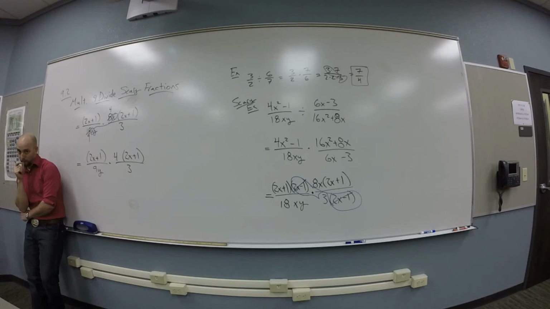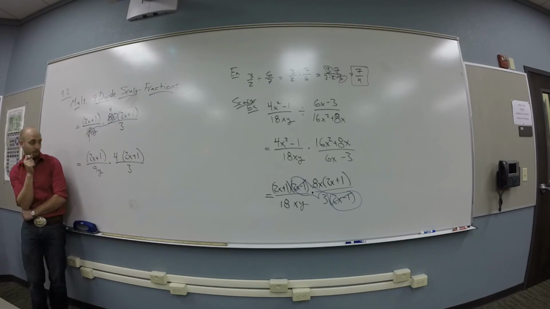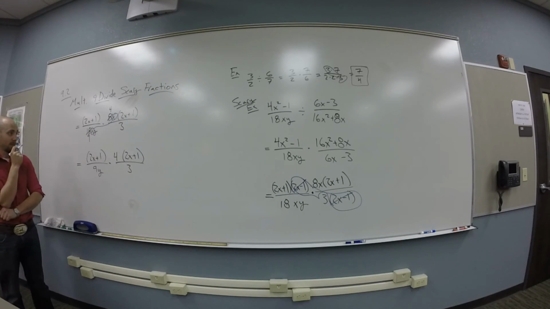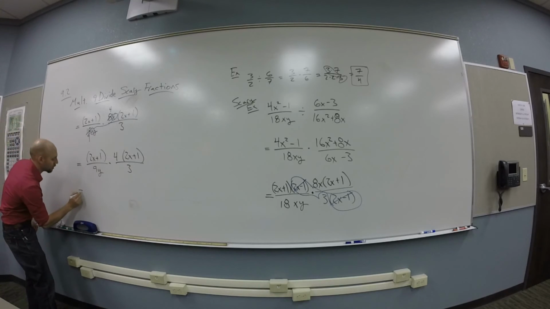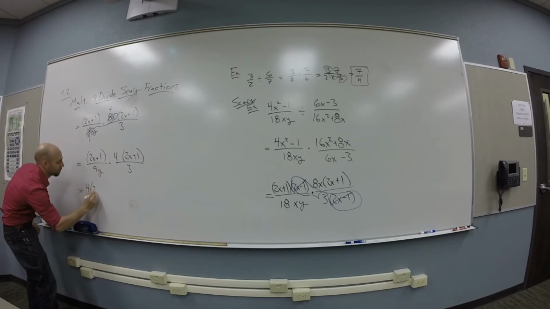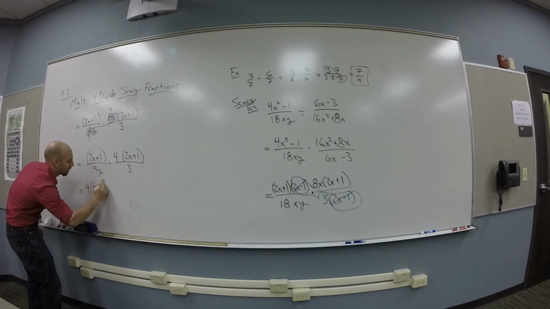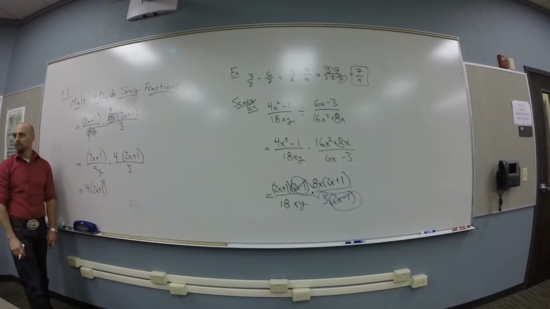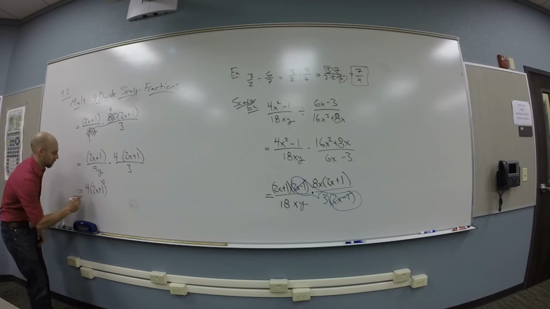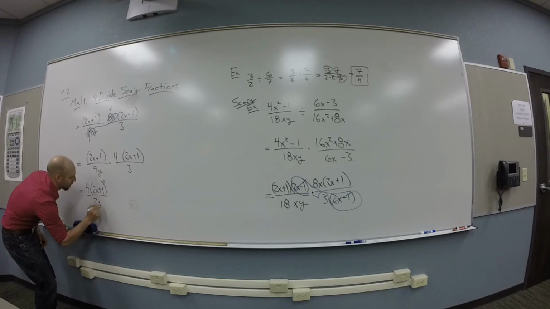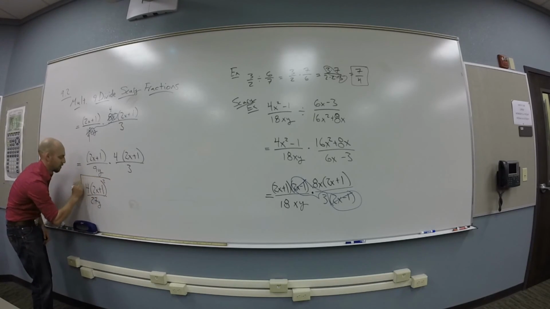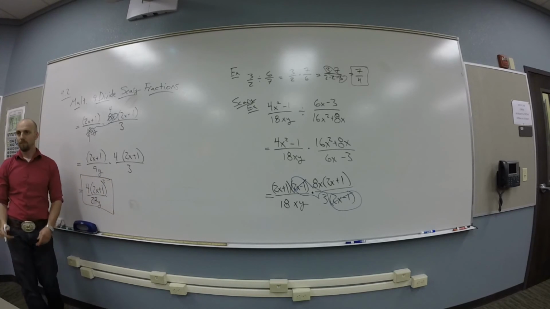Well, I was thinking, once you multiply them across, can't you do 4 times 2x plus 1 squared? Oh, nice. Cool. So I can rewrite the top as 4 times 2x plus 1 squared. What do I get on the bottom? 3 times 9y? 3 times 9y is 27. 27y. Bam.